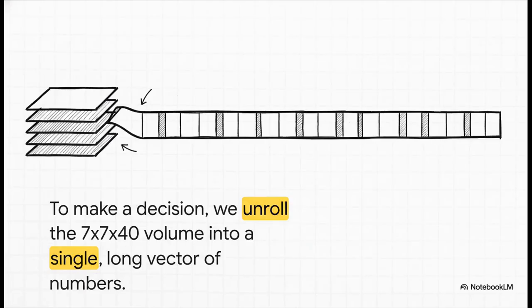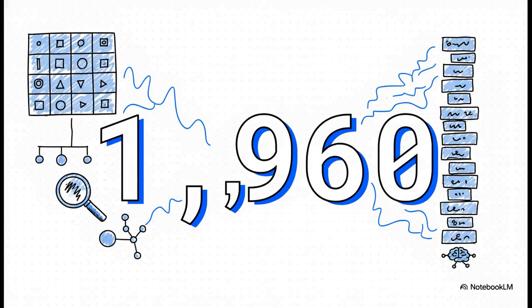To get there, we do something that's actually pretty simple. We take that entire 3D block of data and we just flatten it. We unroll it into one single long line of numbers. That's it. And how many numbers are in that line? Well, you just multiply it out. 7 times 7 times 40, which gives us 1,960. That's right. All that feature extraction has boiled the image down to a list of almost 2,000 numbers that represents everything the network thinks is important.